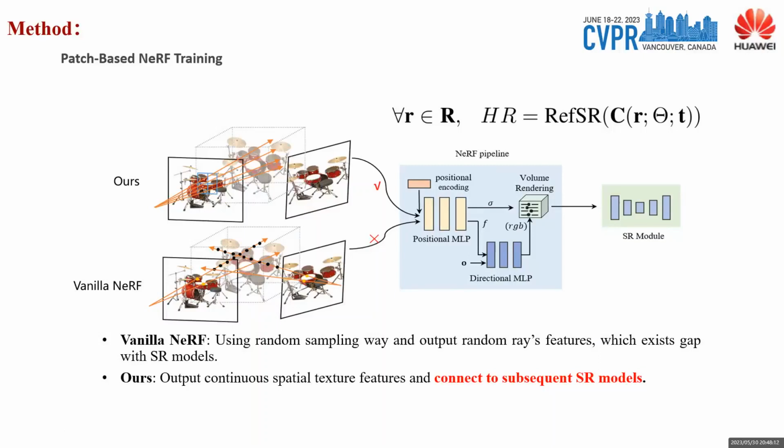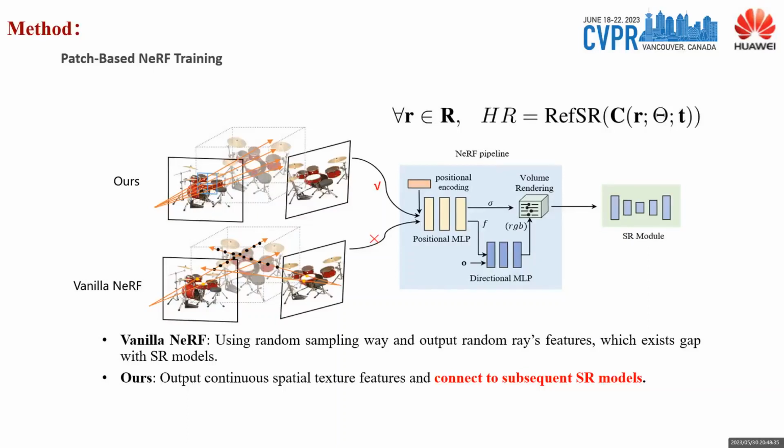Therefore, we present a patch-based NeRF to connect the NeRF to the SR module in the training stage, as shown in the top branch in the figure. We first obtain the rays from a continuous region rather than stochastic selection. The final ray color is then obtained by the MLP and the volumetric integration. Finally, rendering regions are sent to the subsequent network to train the SR module.